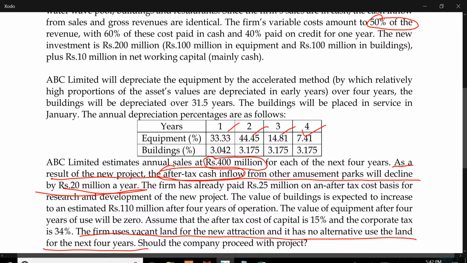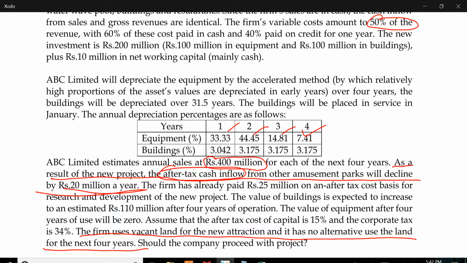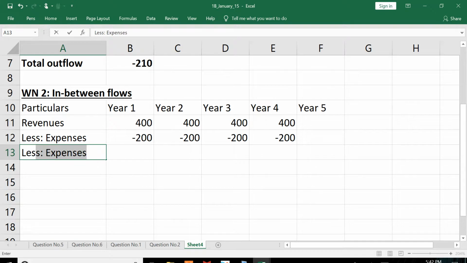It's an opportunity cost. The important words there are after tax cash inflow. So what I will do is first calculate CFAT and then deduct it. If it was a normal inflow, then I would have deducted now itself, because this is post income tax. So you cannot deduct it at pre income tax level. If it was the pre-tax cash inflow from other amusement parks as a result of the new project, then I would have written less opportunity cost at this stage. I cannot write it at this stage because the loss is at an after tax level. So let me first calculate the after tax level. Able to understand this? Any doubts in this? The given opportunity cost is a post tax opportunity cost.